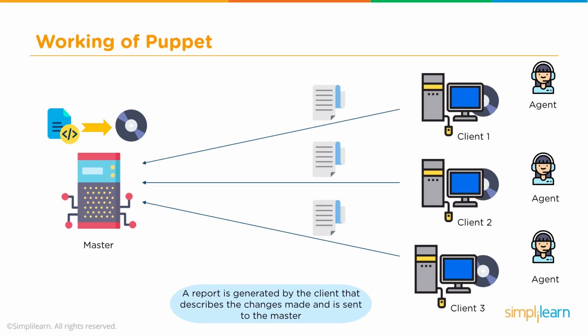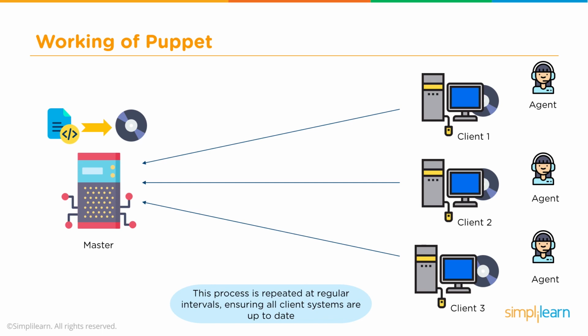A report is generated by the client that describes any changes that have been made and sends that back to the master, with the goal here of ensuring that the master has full understanding of the hardware running software in your network. This process is repeated at regular intervals, ensuring all client systems are up to date.